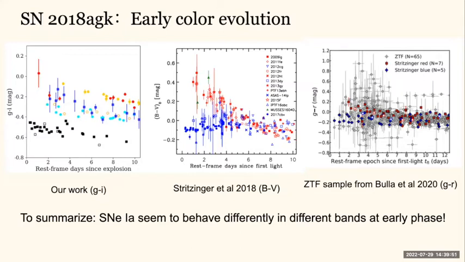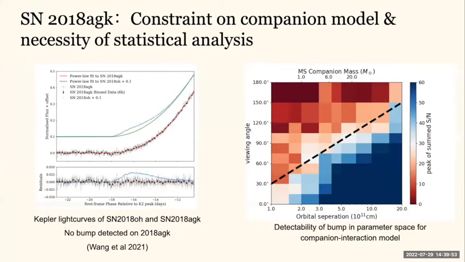And so later on, I also did another analysis, trying to put constraints on the single degenerate model, to see in which part of the parameter space we can rule out the existence of a non-degenerate companion.